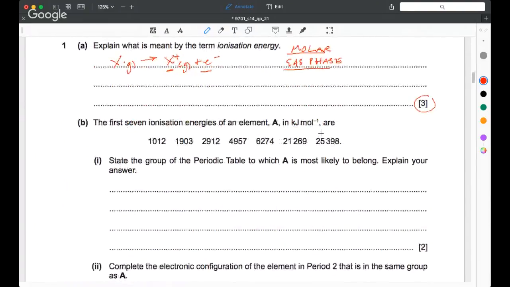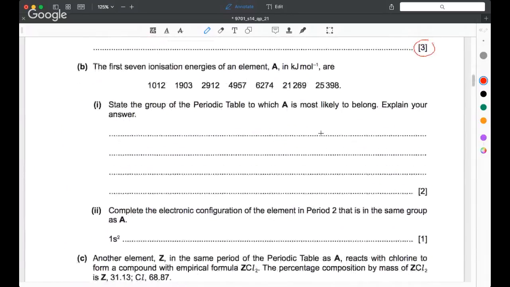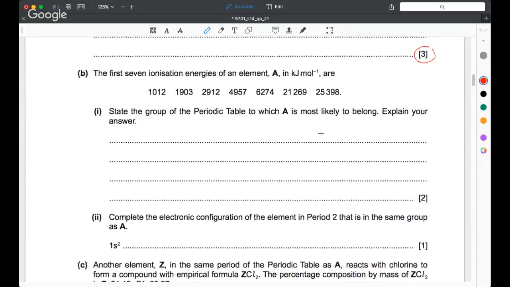So after you've done that definition, you then start to work with ionization energies, and there's a series of ionization energies here. It says the first 7. Technically that's known as successive ionization energies, and you've got to figure out which group from the periodic table this is most likely to belong to. So you've got to spot that's the first ionization energy in these series of successive ionization energies. That's the first, the second, the third, the fourth, the fifth, the sixth, and the 7th ionization energies.